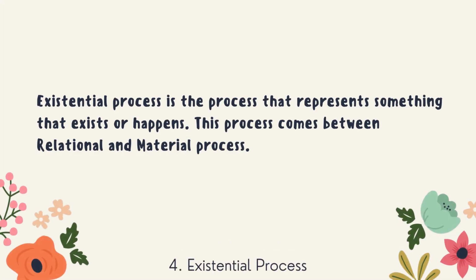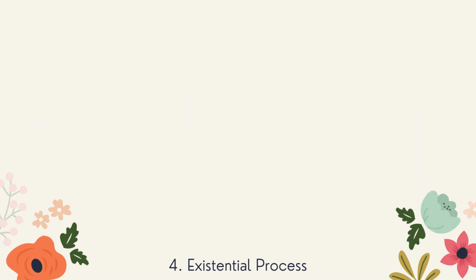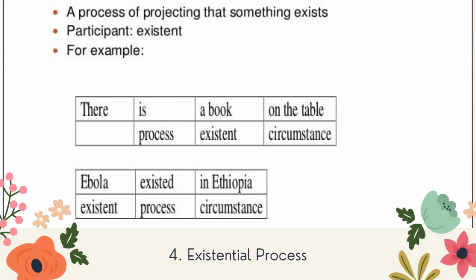Okay, the fourth process is existential process. Existential process is the process that represents something that exists or happens. This process comes between relational and material process. This is the easiest of the lot. It involves existential construction which is introduced by an empty there in subject position. The typical verb that is used is the be verb.